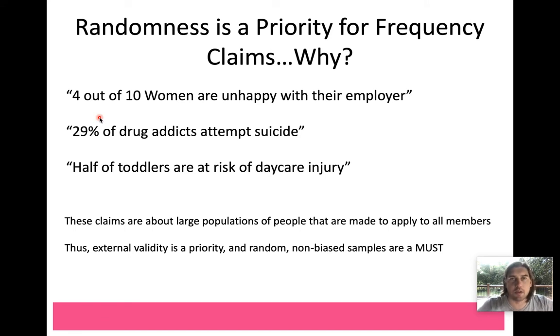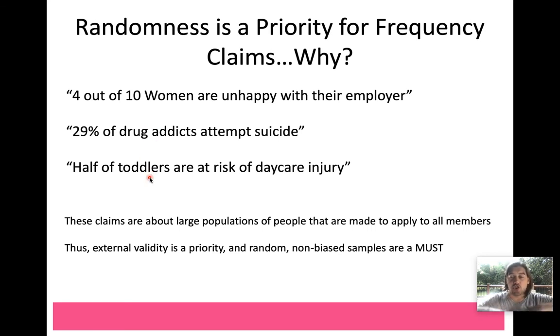Frequency claims need randomness in their sampling methods because what these claims generally do is make large inferences about large groups of people. And so it's incredibly important for frequency claims to have external validity. So some kind of randomness in a non-biased sample is a high priority for these claims because we're making a claim about all women. That's an enormous, I mean, that's billions of people. Drug addicts, that's millions of people. Toddlers, that's millions of people.